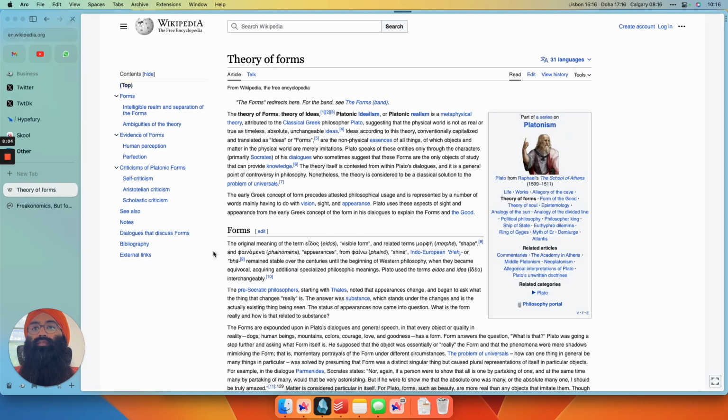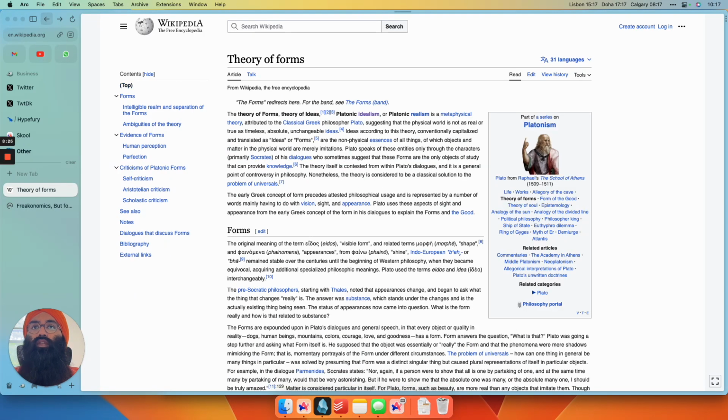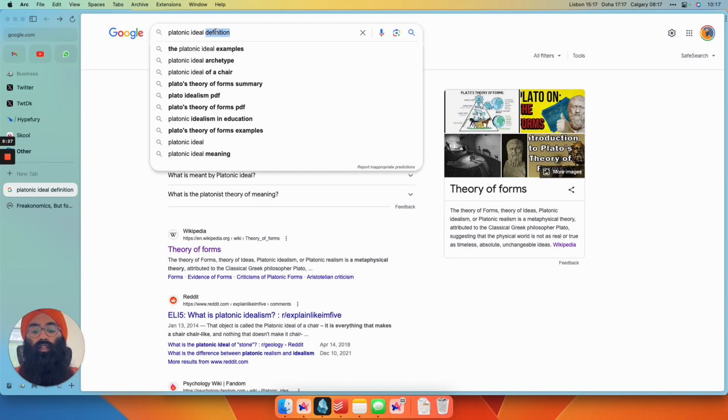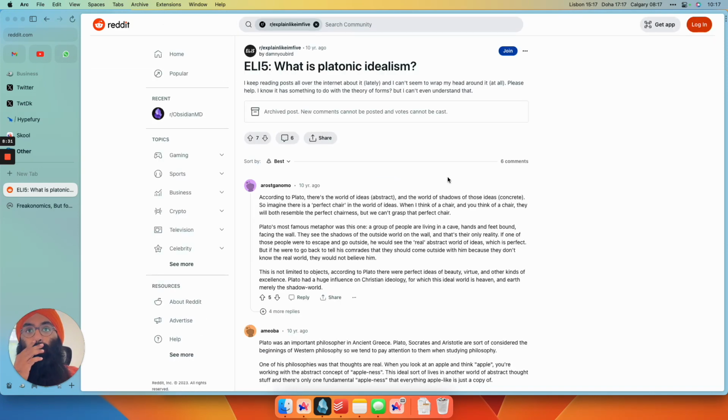Theory of forms. And if I look up Platonic ideal, what do we get? Platonic idealism. It's a set of views asserting that most fundamentally, reality is equivalent to mind, spirit, consciousness. Oh, this is a deep dive. I don't want to do this with you guys right here. Can I have Platonic ideal explained like I'm 5 from Reddit? What is Platonic idealism? There we go.